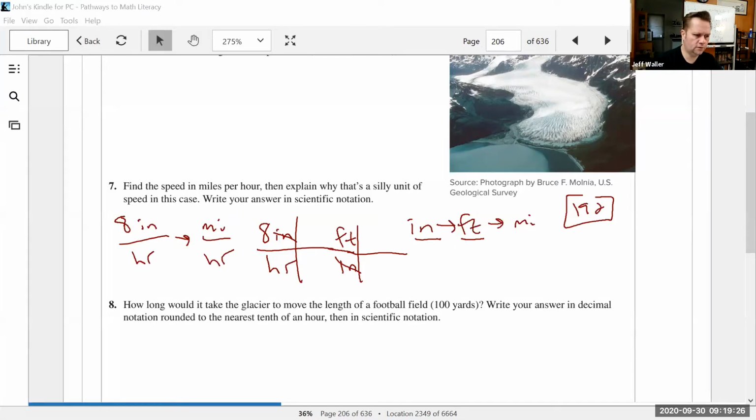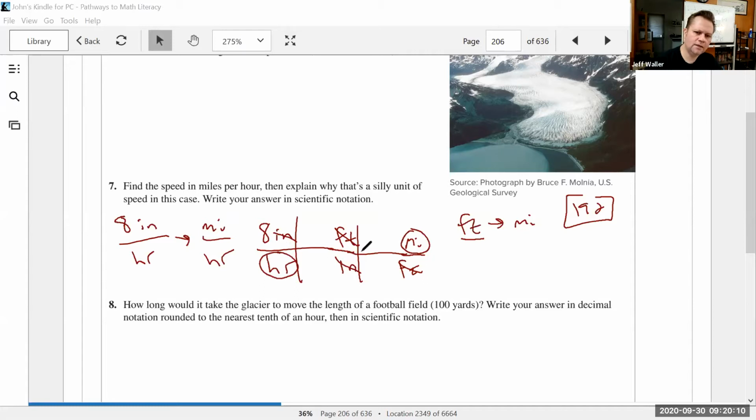And then I want to go from feet to miles. So where am I going to put feet? Top or bottom? Numerator or denominator? Where am I going to put feet here so I kill it? On the bottom, right. Yes. So now feet are gone. So what am I going to end up with? Miles per hour.